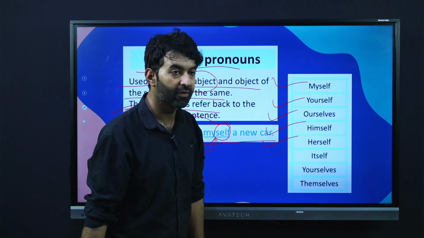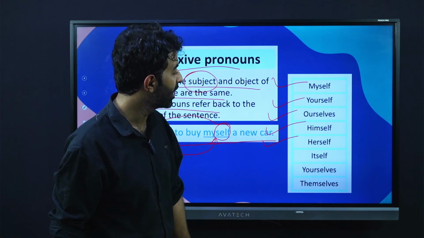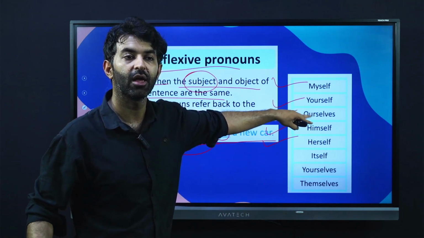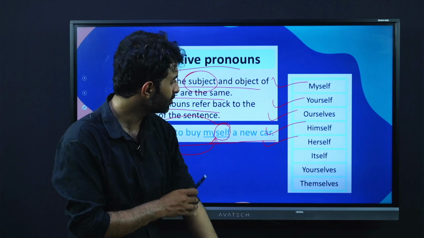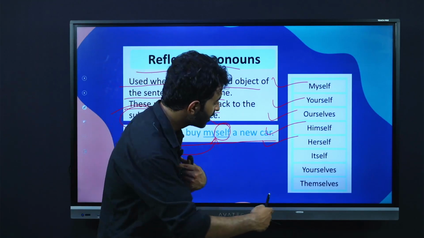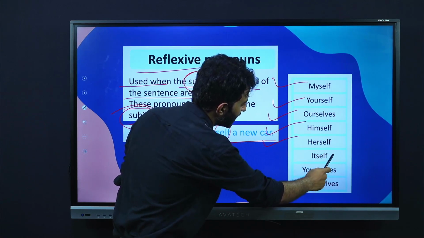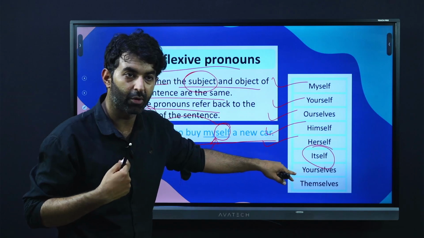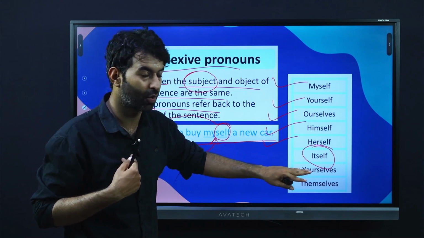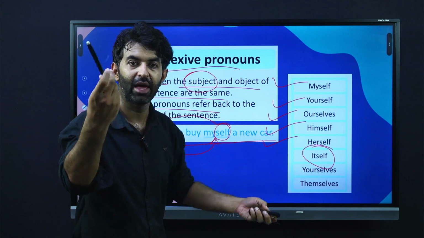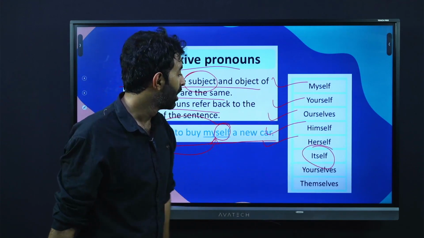Myself, yourself, himself, herself, itself, and the rest of them are in the plural form. So can I use, let's say, itself for myself? Can I use it? No. This will be used for any inanimate objects. All right.